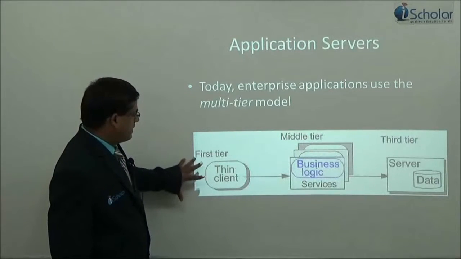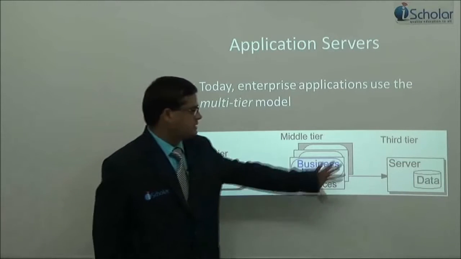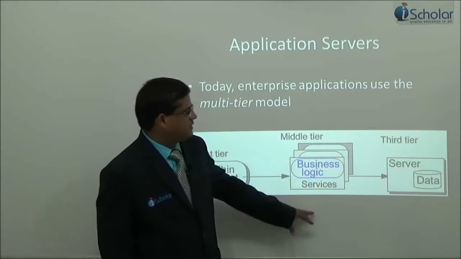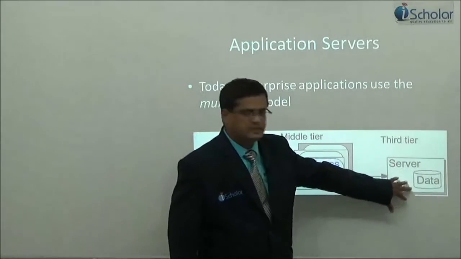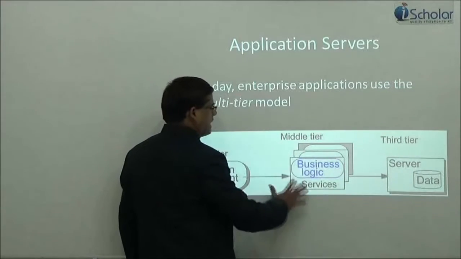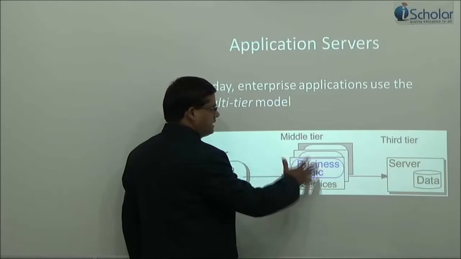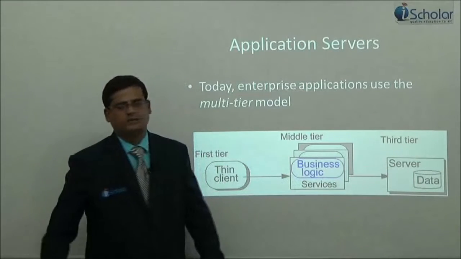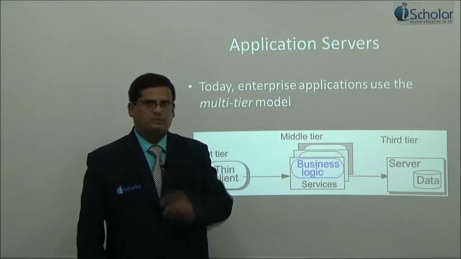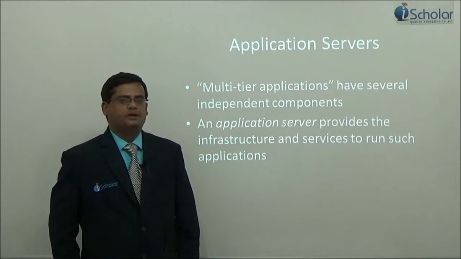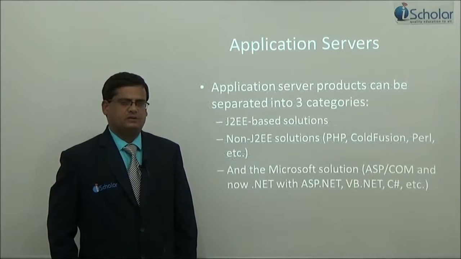We have different kinds of clients, the services and the server. We have two types of server. The middle tier is a business logic server. We provide the services from here. The last server is a data server. We provide the data. So here you can see the thin client sends the request to the business logic. Some logical calculations are done at the middle tier, it goes to the server, gets the data, and sends the response back, and the response comes to the client and is displayed. So this is the scenario in today's enterprise applications. We talk about multi-tiered applications having several independent components. An application server provides the infrastructure and services to run such an application.